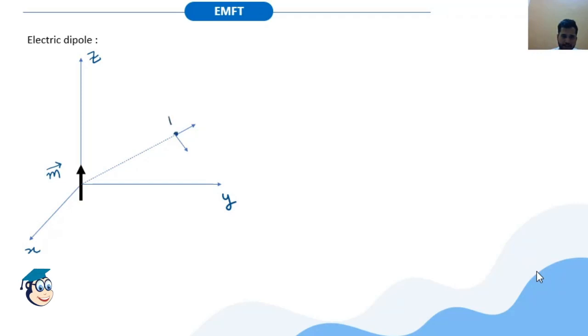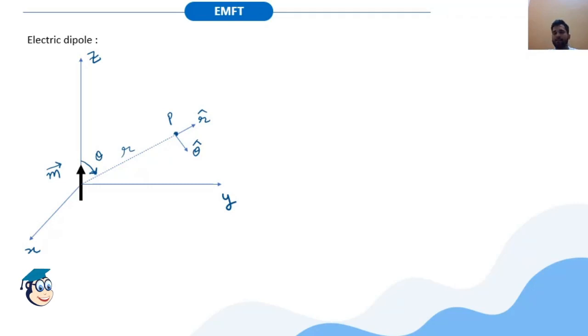Let's say this is some arbitrary point P at some distance r. So this small vector is r cap, and this r vector is making an angle theta with the z direction. This small vector is theta cap. Okay, I will redraw this. This is a small angle theta. So what would be the amount of vector potential at point P due to the magnetic moment at the origin of this system?